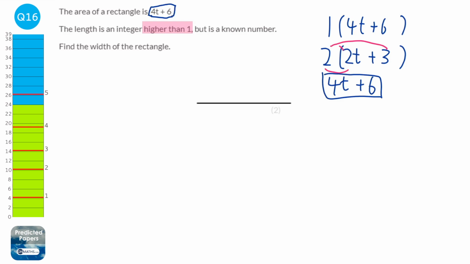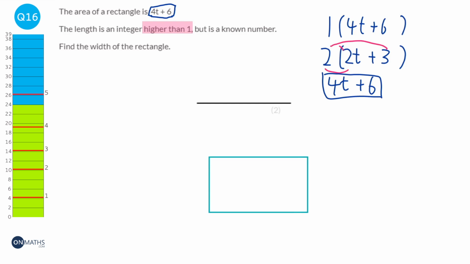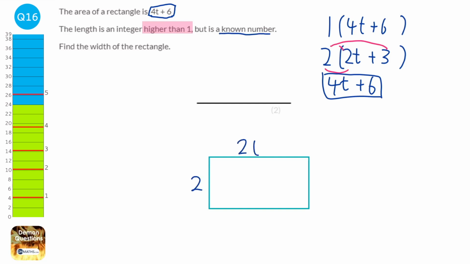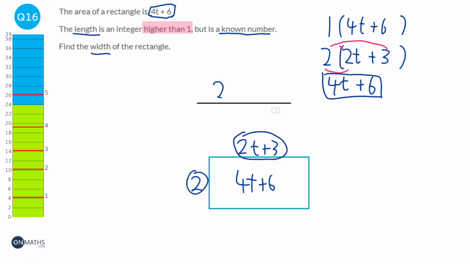So we know that 2 times 2t plus 3 works. In fact, it's the only one that works with it being an integer. So we therefore know that the known side, because it says it's a known number, is 2. And the other side will be 2t plus 3. And then when you multiply them together, you get the area of 4t plus 6. So our answer, because it says the length is the known number, so that's the length, then we're finding the width, which is this one here. So it's 2t plus 3.